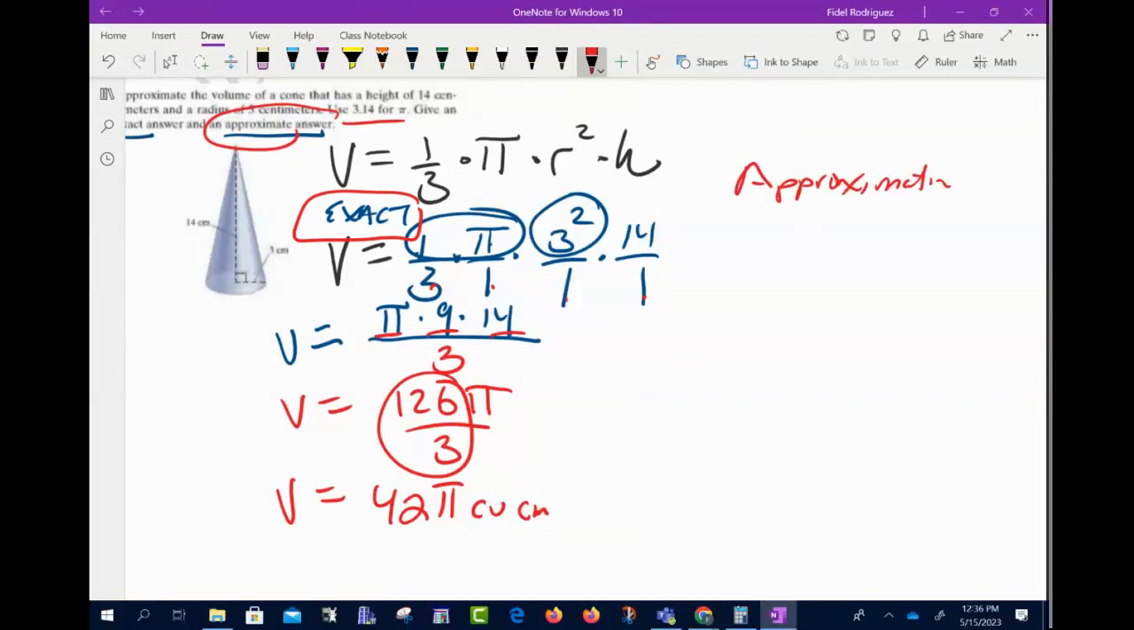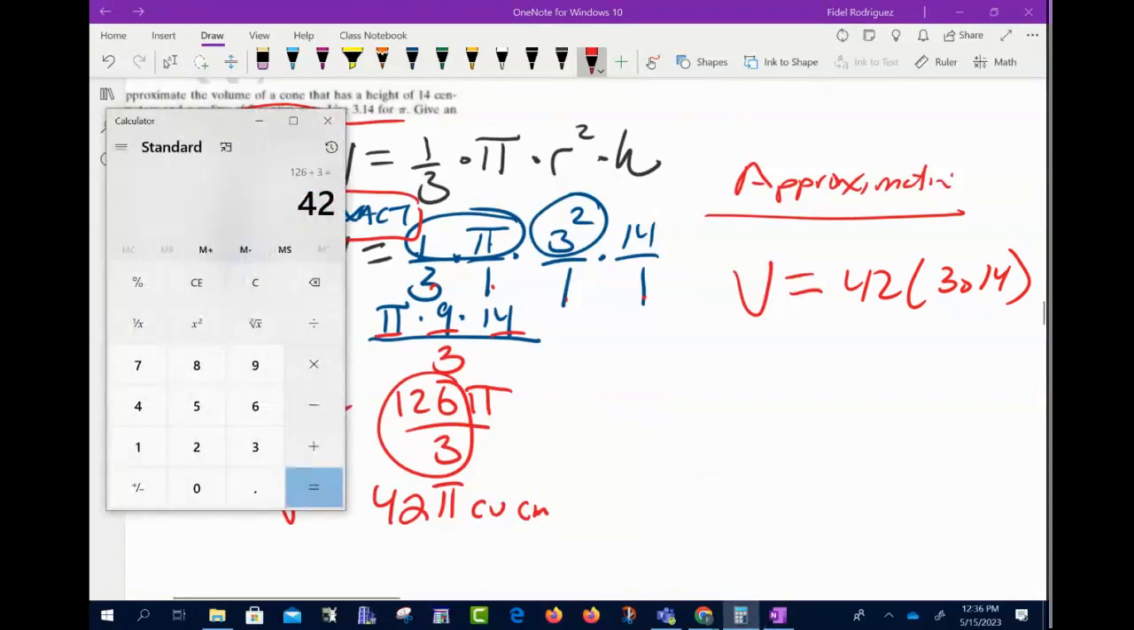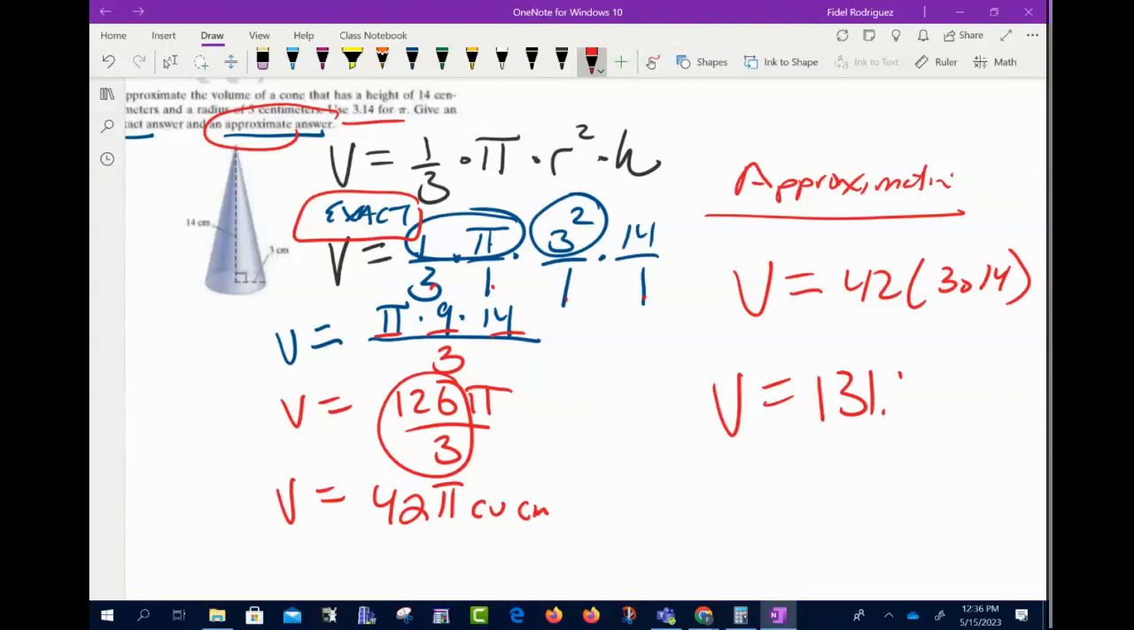The approximation, right? Guys, do y'all agree the approximation is just going to be 42 times what? 3.14? Okay. I got a question for y'all. If I'm going to go one decimal place, 131.8 or 131.9? 0.9. Okay, good, y'all. 131.9. Again, cubic.